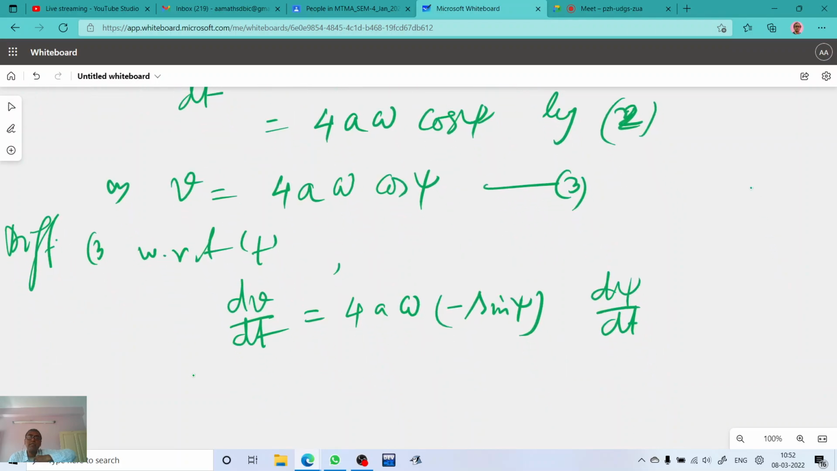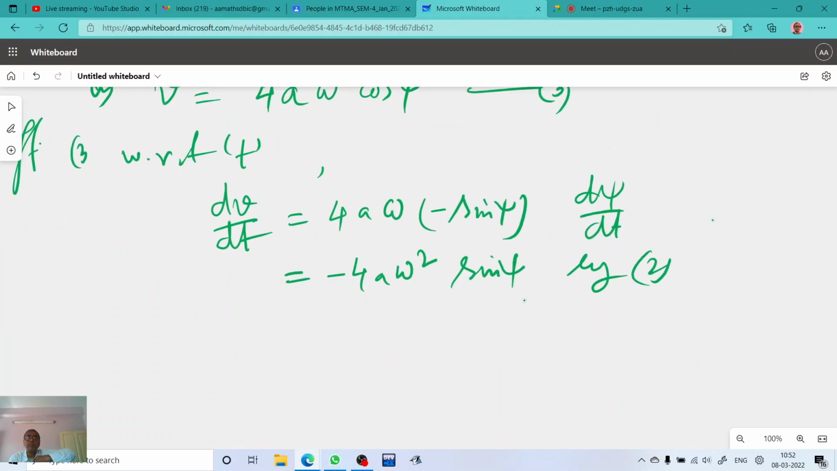Again d psi dt means omega from 2, so you can write minus 4a omega square into sine psi by 2 by equation 2. So call it equation 4. So dv dt equals to minus 4a omega square sine psi.